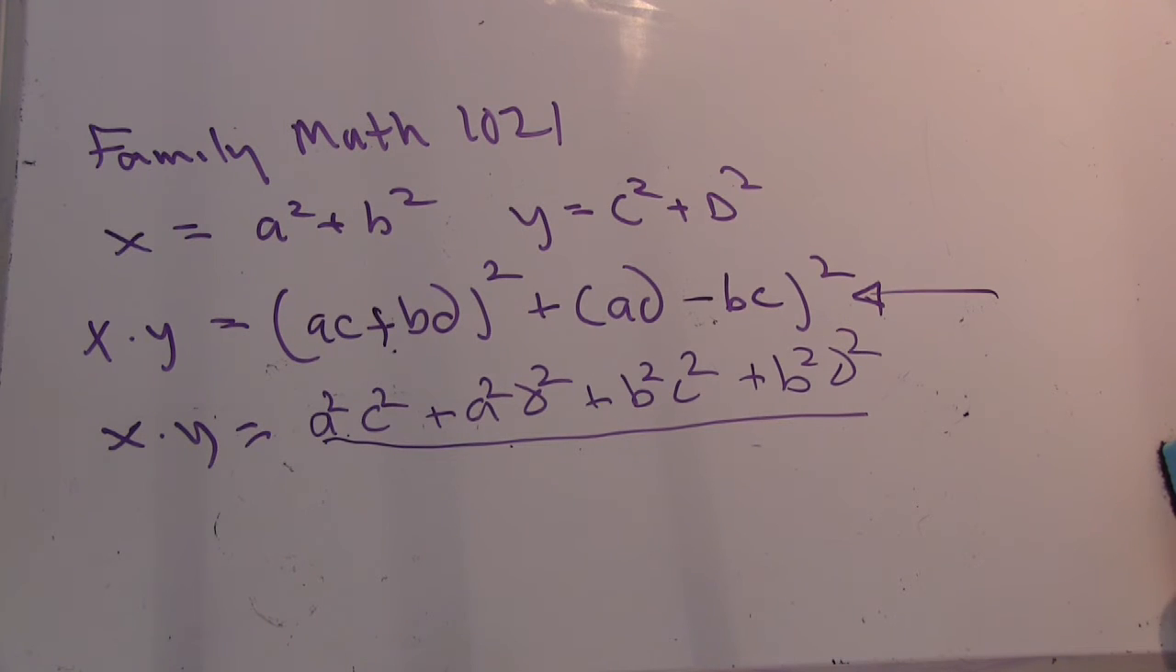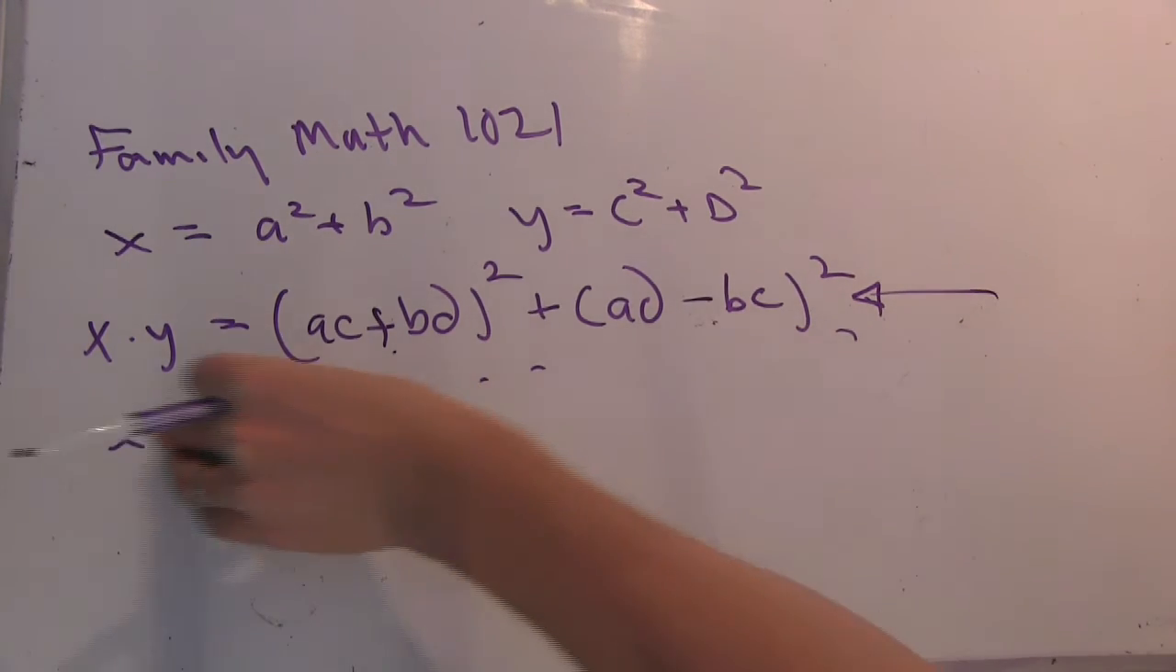Could we have known that already? Well, multiplying x times y, it's the product of two numbers, unless one of them is 1. Right. Is 1 the sum of two squares? It is not, not a positive one.